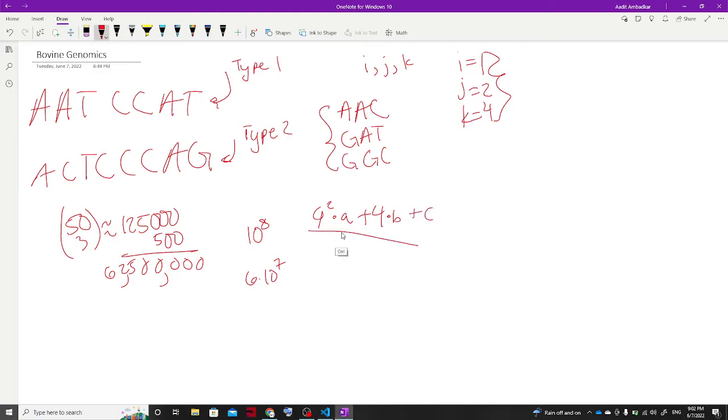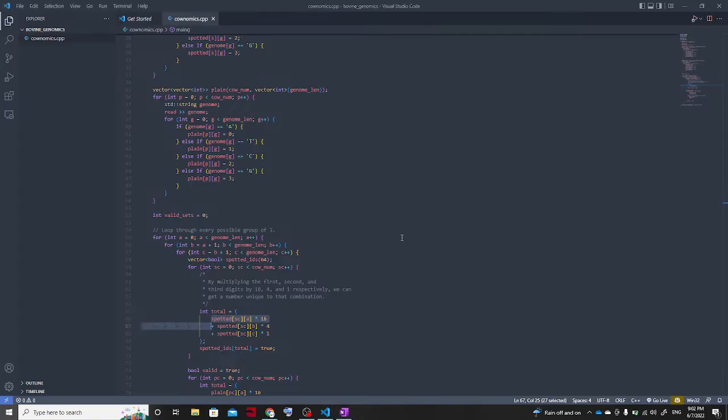Now, for those of you who understand bases, you might recognize this as a base expansion of ABC. Essentially, what this is doing is converting ABC base 4 into a base 10 number. And so that's what they're saying here. This is total. And so this comment actually succinctly explains it. By multiplying the first, second, and third digits by 16, 4, and 1, respectively, we can get a number unique to that combination.